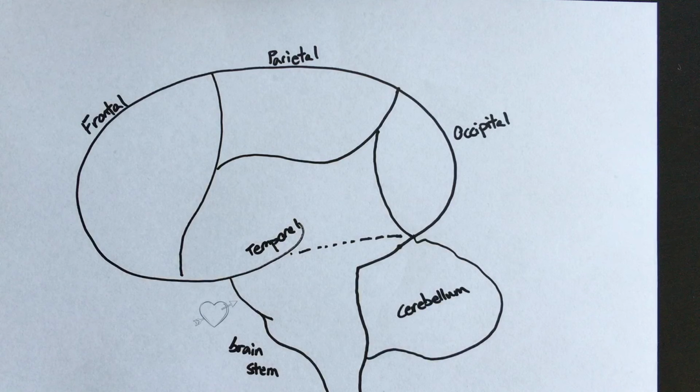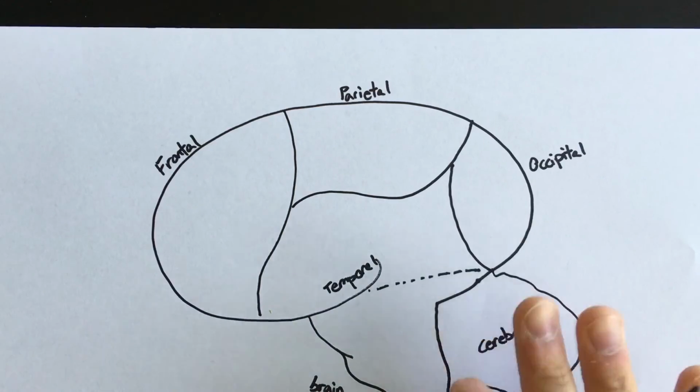Then, of course, inferiorly is our brainstem, where all the functional axonal tracts for the rest of the body run, as well as being the home to respiratory and cardio centers. Posterior to that is the cerebellum, its primary role being to help refine motor functions.